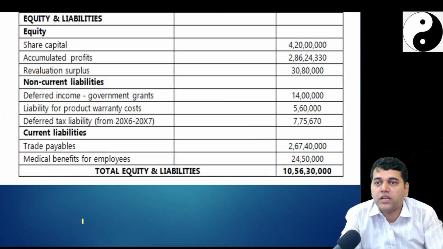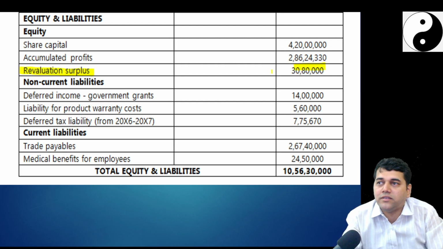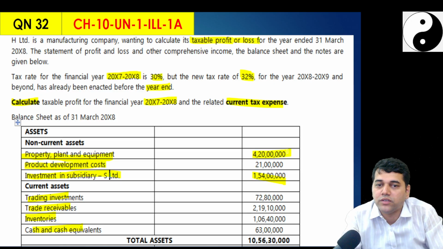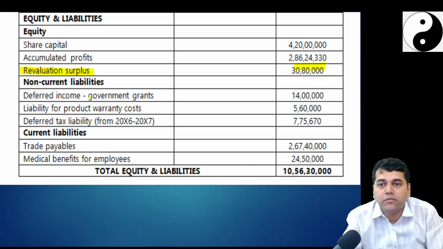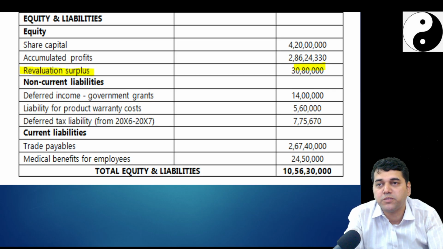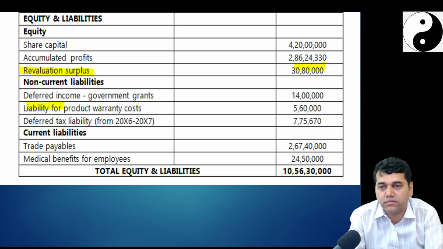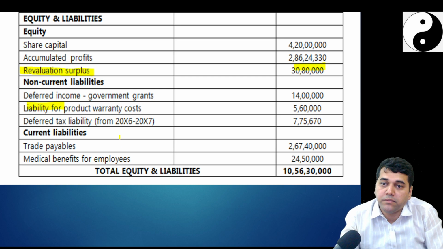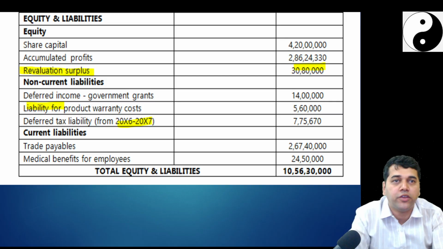Okay, we'll come to the equity part. Share capital is given, accumulated profit, which is nothing but retained earnings. Then you have a revaluation surplus. So you understand that these items must have been revalued, which is a deferred tax subject matter. Deferred income on government grants. Oh, that means one government grant was received, which is sitting in the balance sheet. That means this must be a capital receipt, not charged to revenue. Liability for the product warranty: you are making one provision for warranty cost. Deferred tax liability from 16-17: that means you are opening deferred tax liability cumulatively for all the things they have given you.